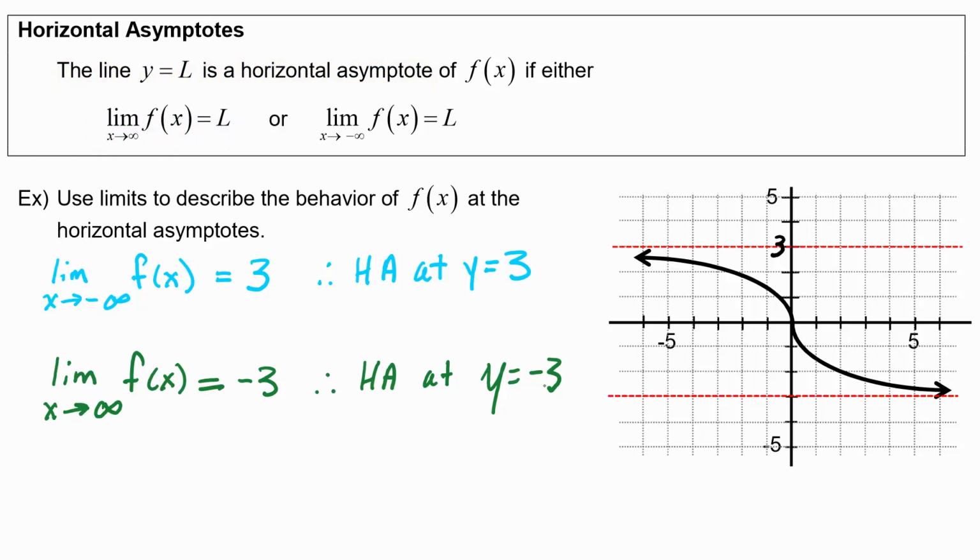So if we review what physically is happening on the graph here, we see as x approaches negative infinity, y approaches 3. That's what's happening in this direction. Whereas over here, as x goes to positive infinity, y goes to -3. So those behaviors on the graph lead us to be able to find these limits, and then because of the definition of horizontal asymptote, that's how we prove that these horizontal asymptotes exist.